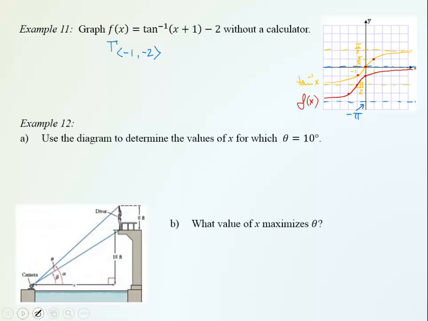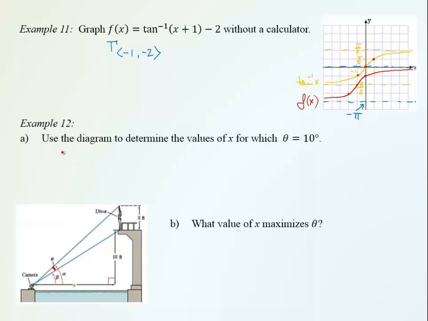And the last question is some application problem. Use the diagram to determine the values of x for which theta is 10 degrees. Theta is this small angle. It's the difference between alpha and beta. And the x is the horizontal distance from the camera to the diver.